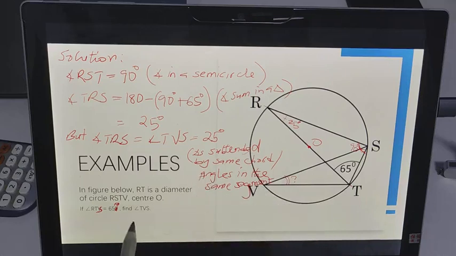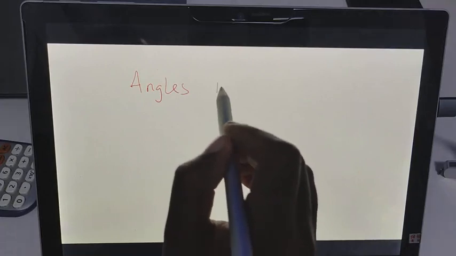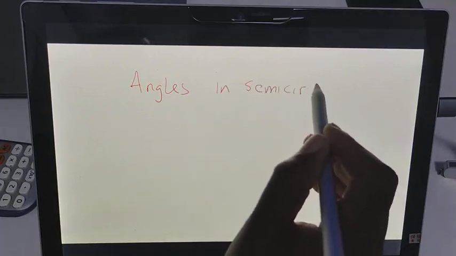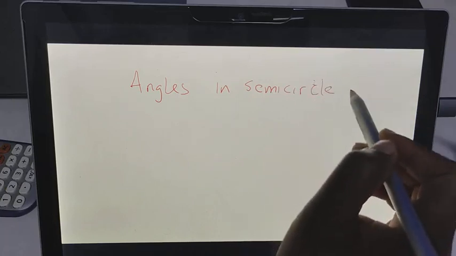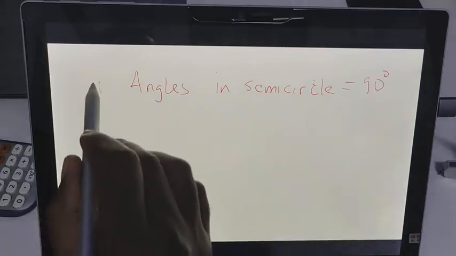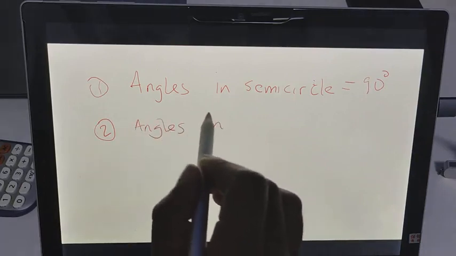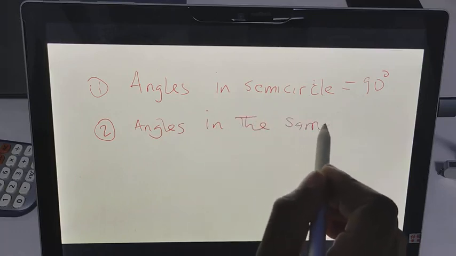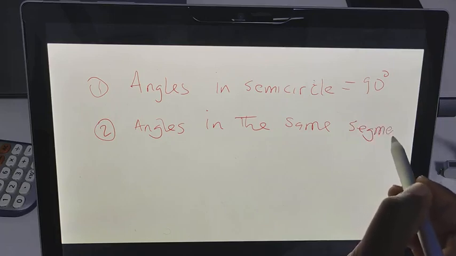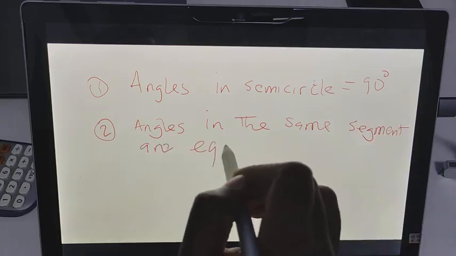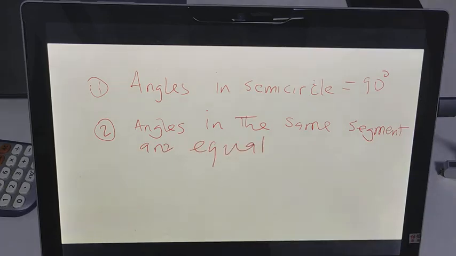So basically, now we have found the value of TVS by using two theorems. The first theorem: angles in a semicircle come to 90 degrees. Second, we have used angles in the same segment are equal. So I think for today, let's stop there.